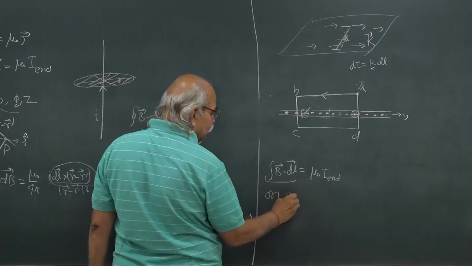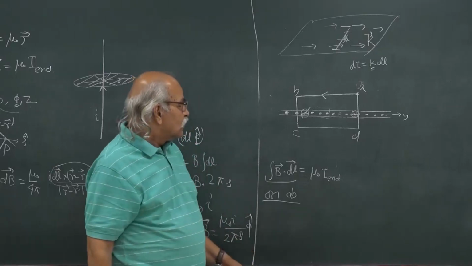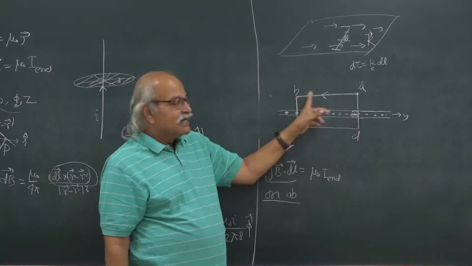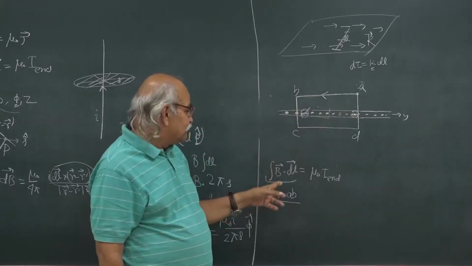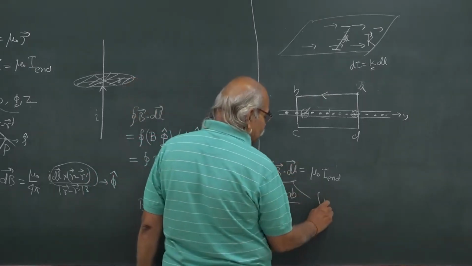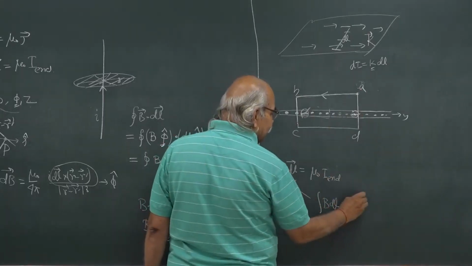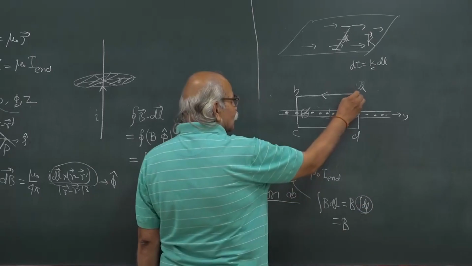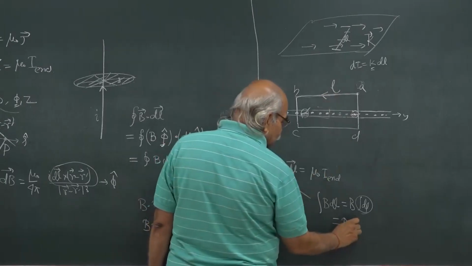on AB, if I do it on AB first, so from here to here, B dot dl. Now we have worked out that B is in this direction, minus j cap, and dl is also in the same direction. So B dot dl is just the magnitude of B and the magnitude of dl. So this I can write as B dl, and B is the same from here to here, so it is B and then dl. And if you add all these dl, what you get is this length AB. So it is that length AB, call it L, so B into L, that is our result on AB.